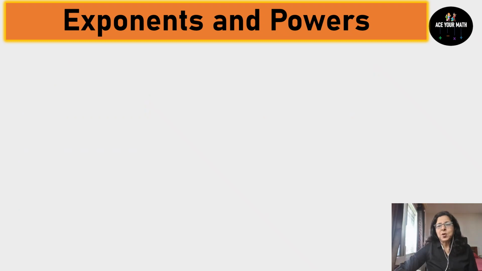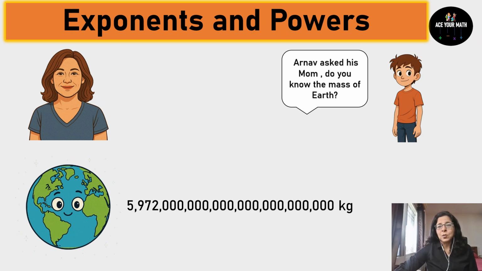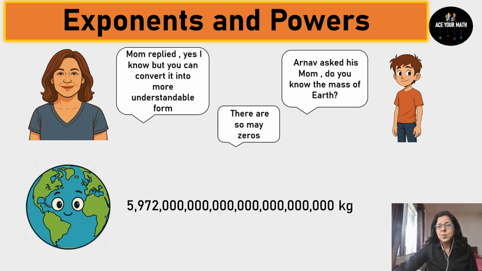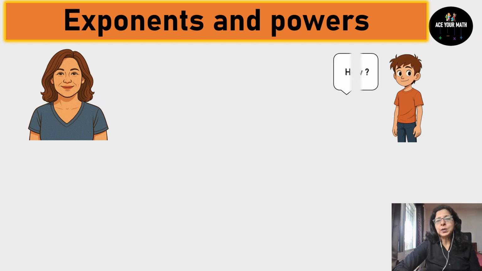We will understand powers and exponents through a simple conversation between mom and son. After coming back from school, Arnav asked his mom, "Do you know the mass of Earth?" Mom replied, "Yes, I know." Then Arnav said, "Do you know, Mom, there are so many zeros?" Mom said, "Yes, I know, but you can convert it into a more understandable form." Let's see how Mom converts it into a very simple and understandable form. Arnav asked his mom how she will convert it into a more understandable form.